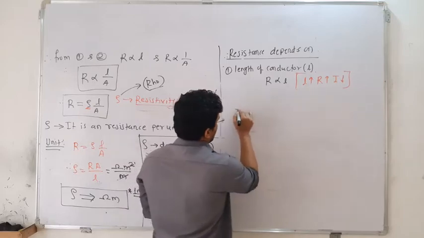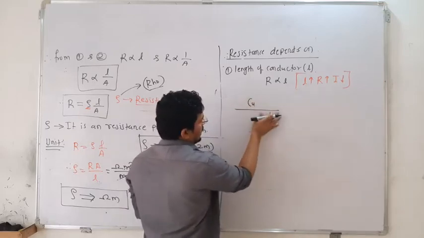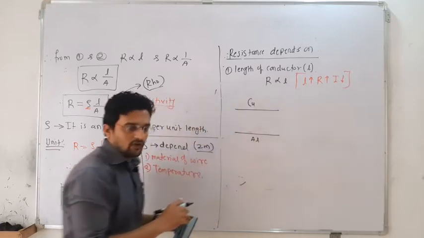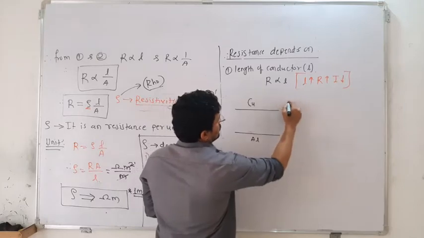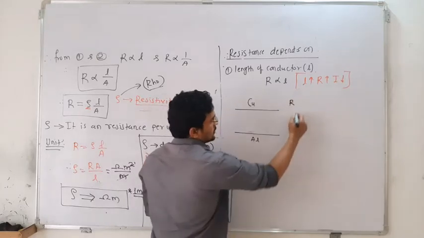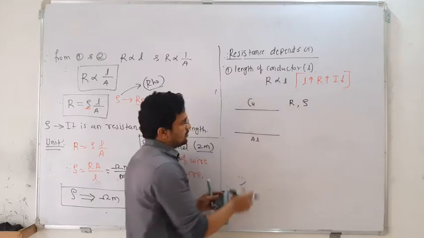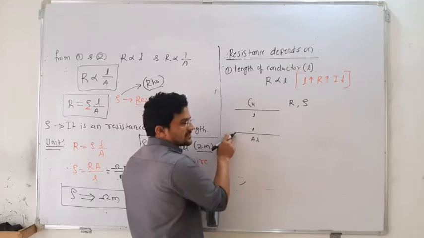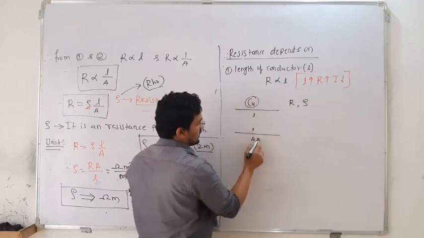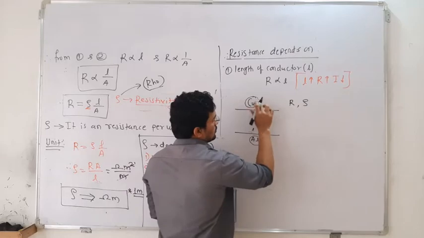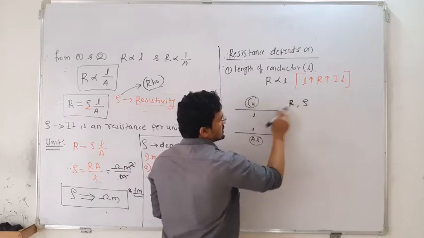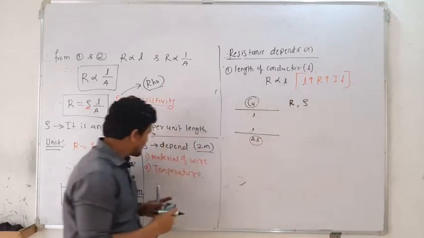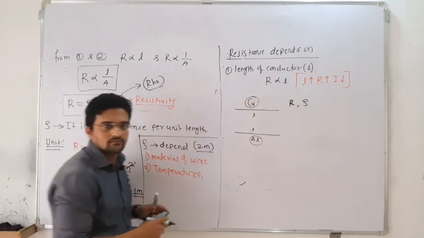Suppose you have one wire made up of copper, and another wire made up of aluminum. If the copper wire has resistance R and resistivity rho, both have the same length L and the same cross-section area, but one is copper and the other is aluminum. So for this wire resistance is R and resistivity is rho. Then what about the other one? The material is different, so automatically the resistivity will be different.